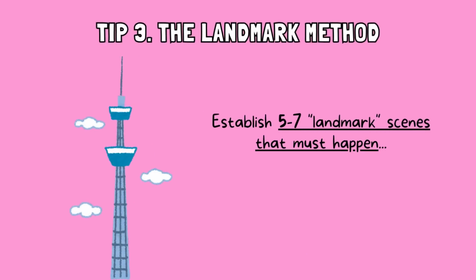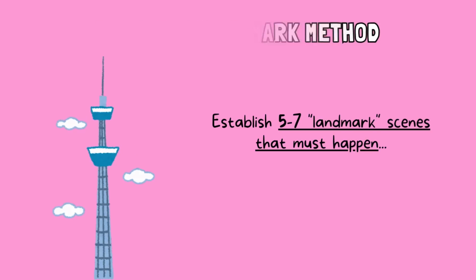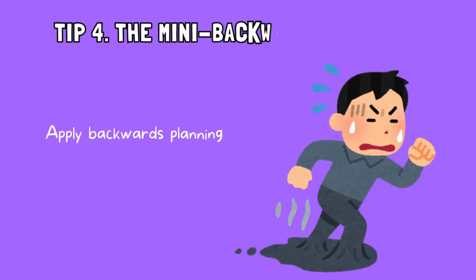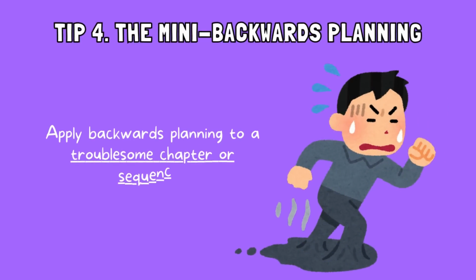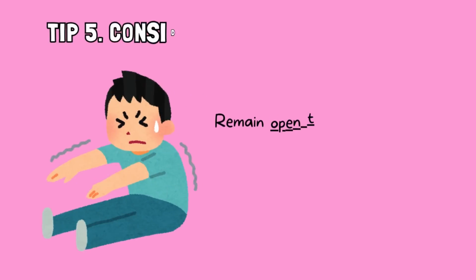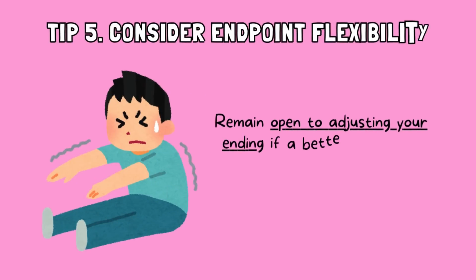Instead of plotting every detail, establish 5 to 7 landmark scenes that must happen, then allow yourself creative freedom in connecting them during the writing process. Tip 4. The mini backwards planning. Struggling with a specific section? Apply backwards planning just to that troublesome chapter or sequence to clarify its purpose. And finally, Tip 5. Consider endpoint flexibility. While you're planning backwards, remain open to adjusting your ending if a better conclusion emerges during the process. Your initial ending is a guidepost, not a prison.